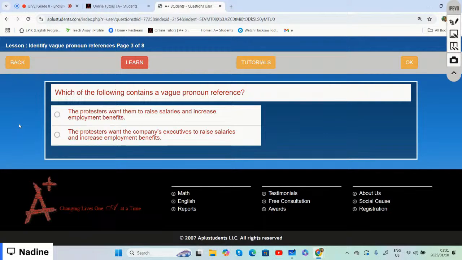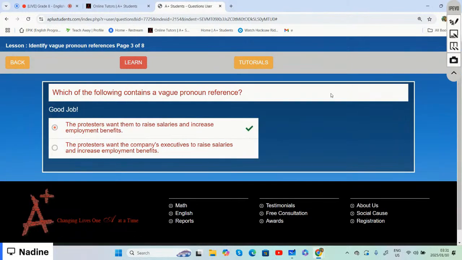And if we were to identify the vague pronoun reference, then we can say the protesters option one wants them to raise salaries and increase employment benefits. They're not saying who them are. They're just saying them. Them can refer to anyone. All right.